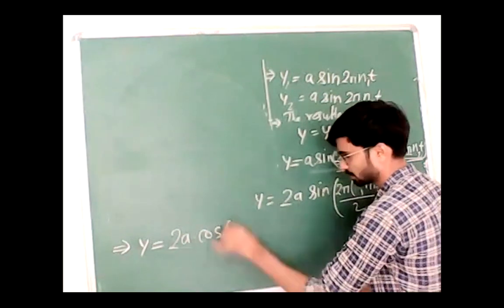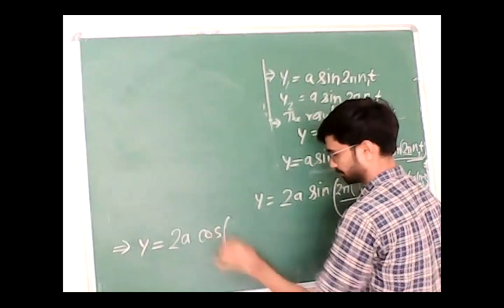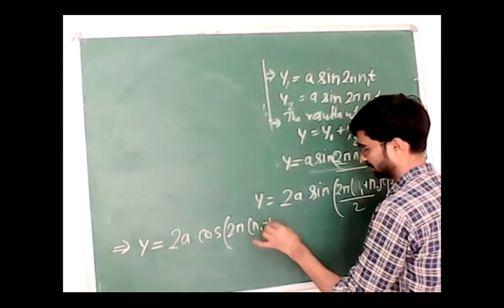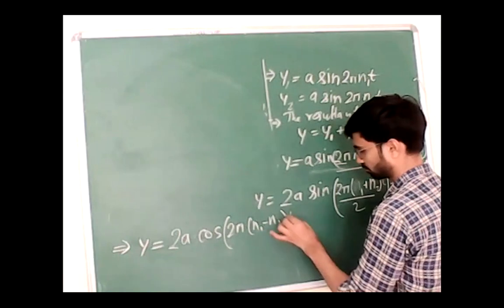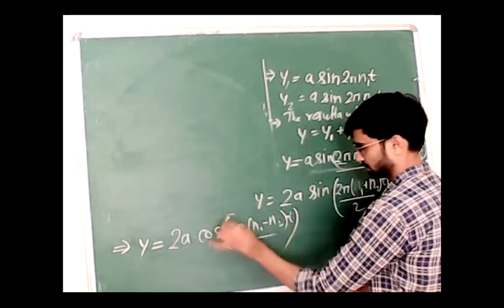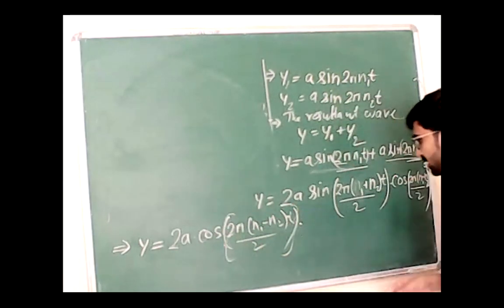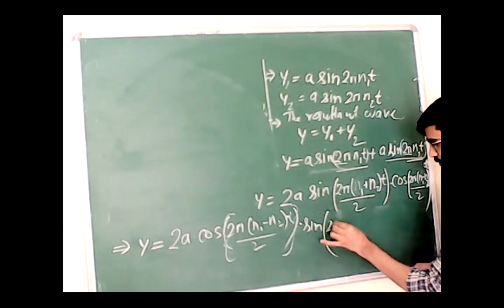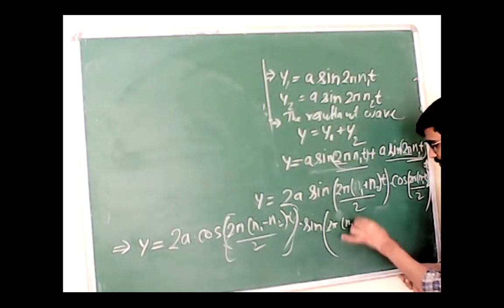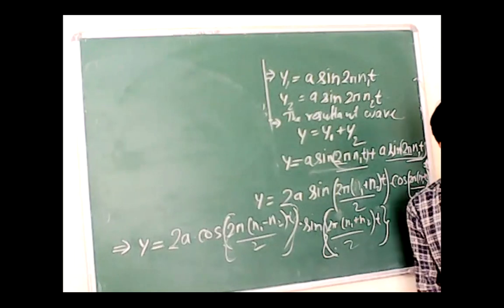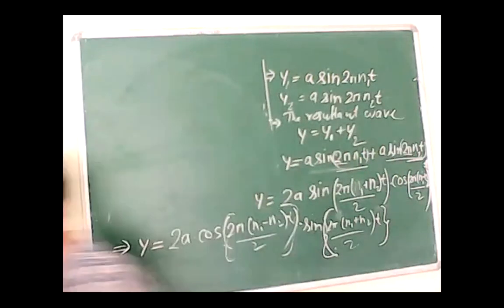Take it first. That is 2 pi (n1 minus n2) divided by 2. I have to use this bracket here, multiplied by this sine. What is the sine term? 2 pi (n1 plus n2) divided by 2 into t, and close the bracket. Okay, so we have rearranged this equation.